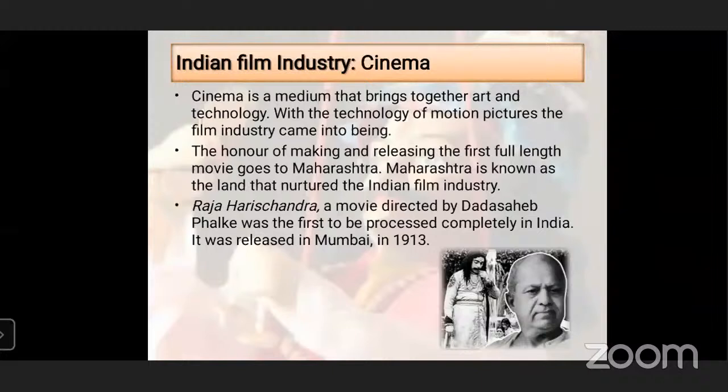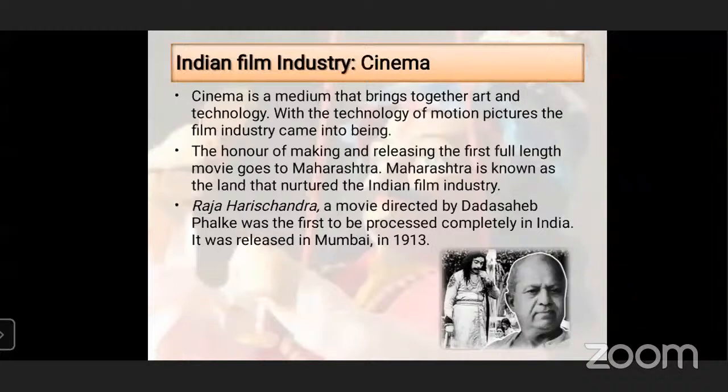The honor of making and releasing the first full-length movie goes to Maharashtra. Maharashtra is known as the land that nurtured the Indian film industry. The contribution of Madan Rao Madhav Rao Pitale, the Patwardhan family of Kalyan, Harishchandra Sakharam Bhatavdekar, also known as Save Dada, is very important in the development of Indian movies. Students, please mark this, the names of these great personalities. It can be the answer in one sentence, or in the objective or long answers also, it will help you. So please mark that, right?